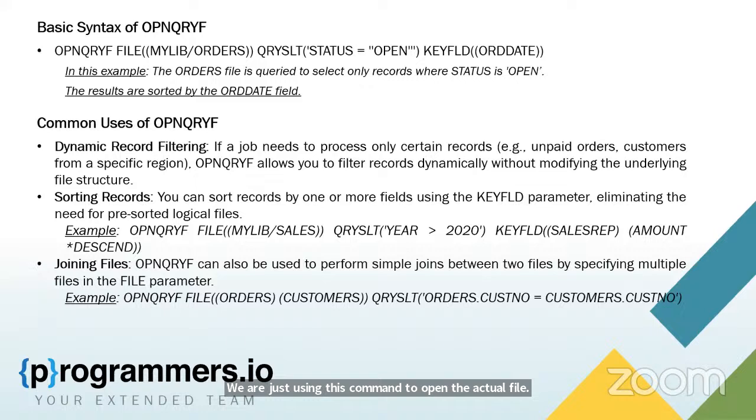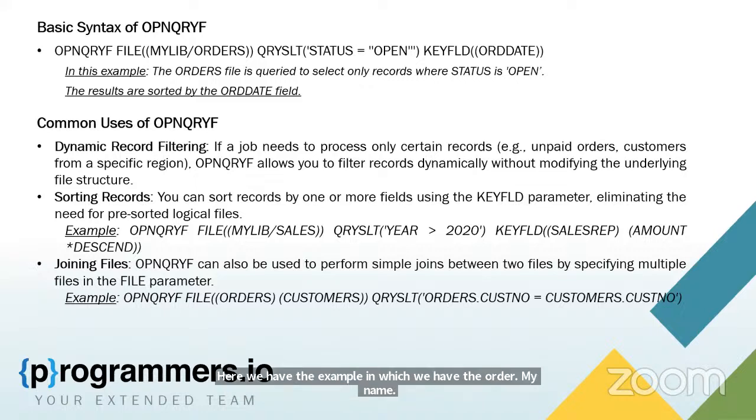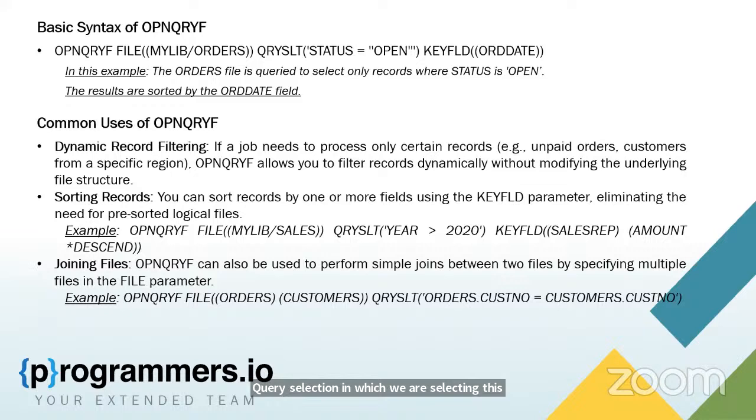Query selection, in which we are selecting all the orders which have the status open under a specific key field. So it will show data whenever the status is open, it will show all of the data for that, and it is sorted by the order date as it is the key field for that. And a common use of open query file is dynamic record filtering.